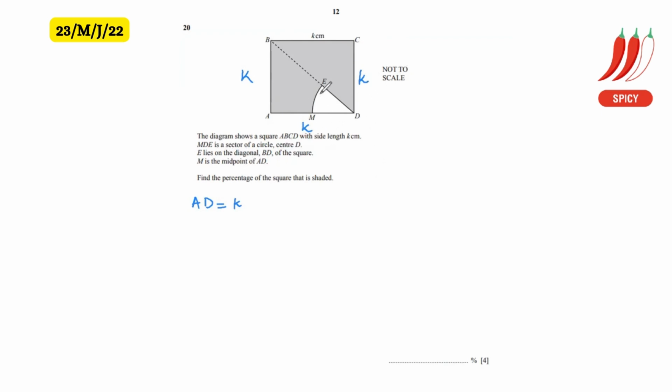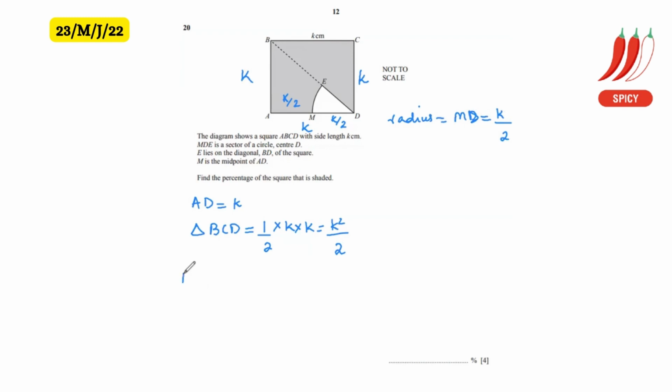MED is a sector. So to find the area of the shaded region, if we find the area of this triangle BCD, that's going to be 1 over 2 times K times K, which is K squared over 2. If M is the midpoint, this is K over 2, and this is also K over 2, because AD is K. So that means radius equals MD, which is K over 2.